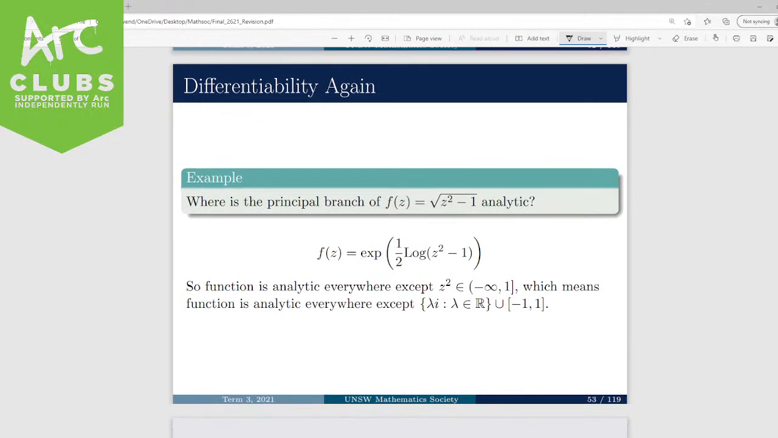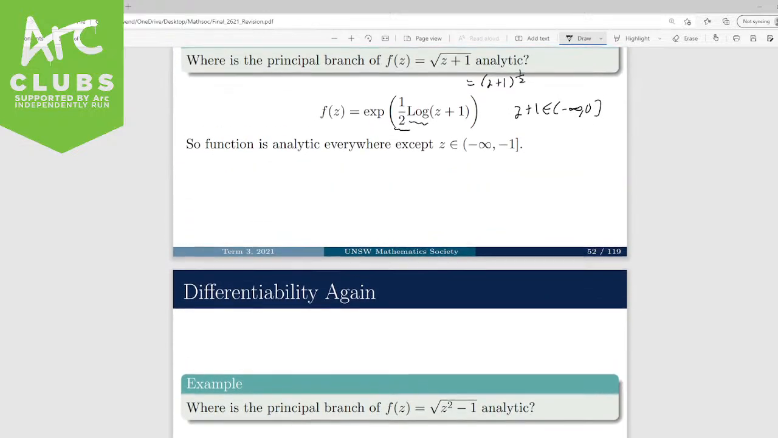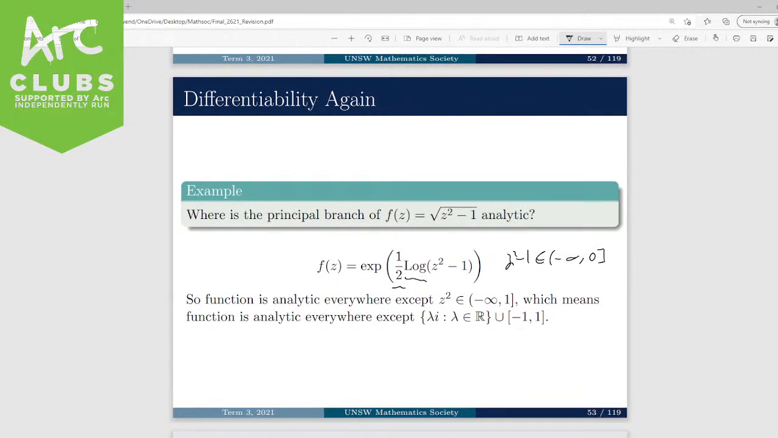The principal branch of root z squared minus 1, where it's analytic, is pretty similar working as the top one, actually. You bring the half down as that power there, principal branch of log of z squared minus 1. Again, just by how principal log is defined, that log won't be differentiable on z squared minus 1 being on the negative real axis. So that means z squared itself has to go from negative infinite to 1. You can see how it's pretty similar to the top one over there.